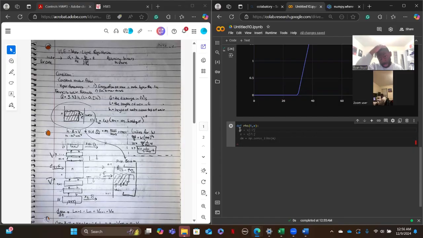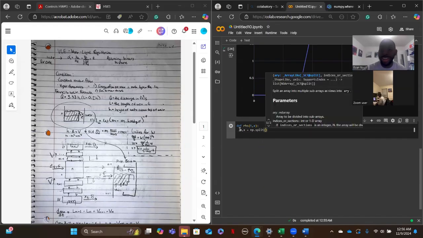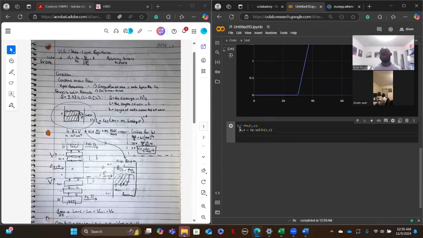Okay, so for our vector we need to split it in two because we have our moles and our mole fractions. So for our moles, we state m, and then we have our mole fraction. We just split our vector into two, so we do np dot split. Sorry, I forgot how to spell. My bad. Then we do our vector and split into two. So now we have our moles and our mole fractions for our liquid composition, and we also need our mole fractions for our vapor composition.